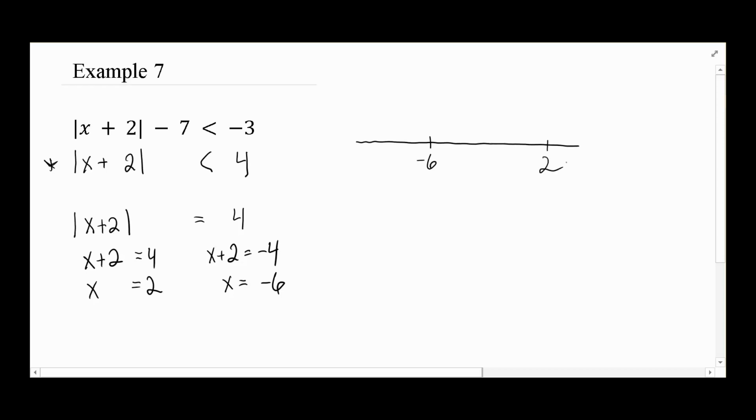We're going to pay attention to the original inequality sign. This time we did not allow equality, so now we're going to use an open circle. Because we don't want to say these values here are part of our answer, because these are the values that make it equal to 4. And we don't want to allow equal 4.